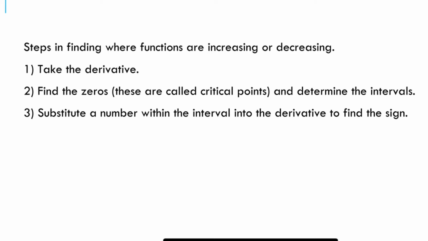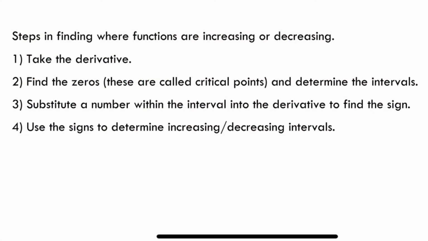Then you're going to substitute a number within the interval, which means you're going to figure out a number that's not a critical point, plug it into the derivative, and see if you get a positive or a negative. That'll determine if you have increasing or decreasing. Once you know which intervals are positive or negative, you can use that determination to figure out where your original function f of x is increasing or decreasing.